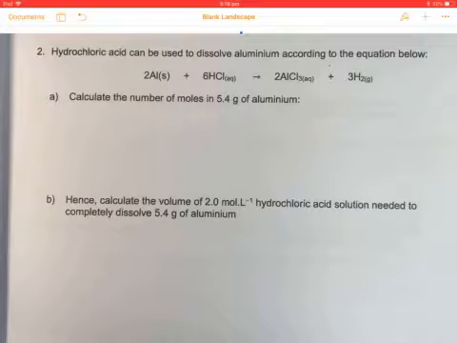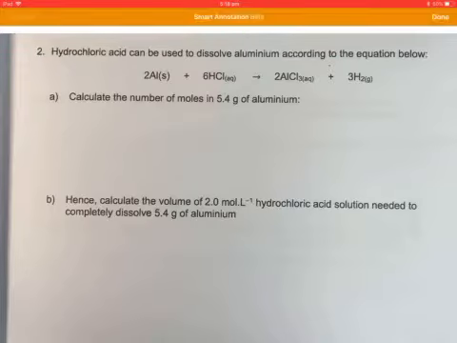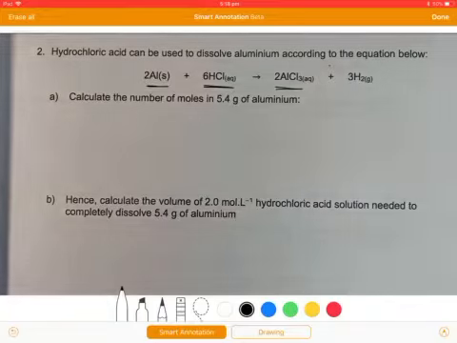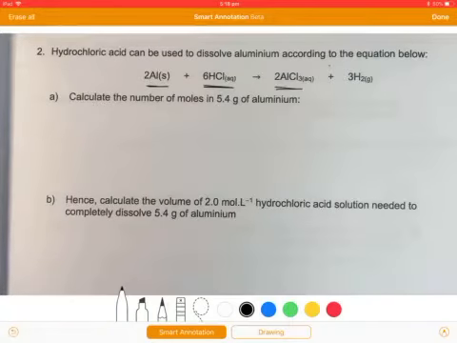So we're told here that hydrochloric acid can be used to dissolve aluminium according to the equation below. From this you can observe that for every 2 moles of aluminium, you're going to need 6 moles of hydrochloric acid, and that'll give you 2 moles of aluminium chloride and 3 moles of hydrogen gas.